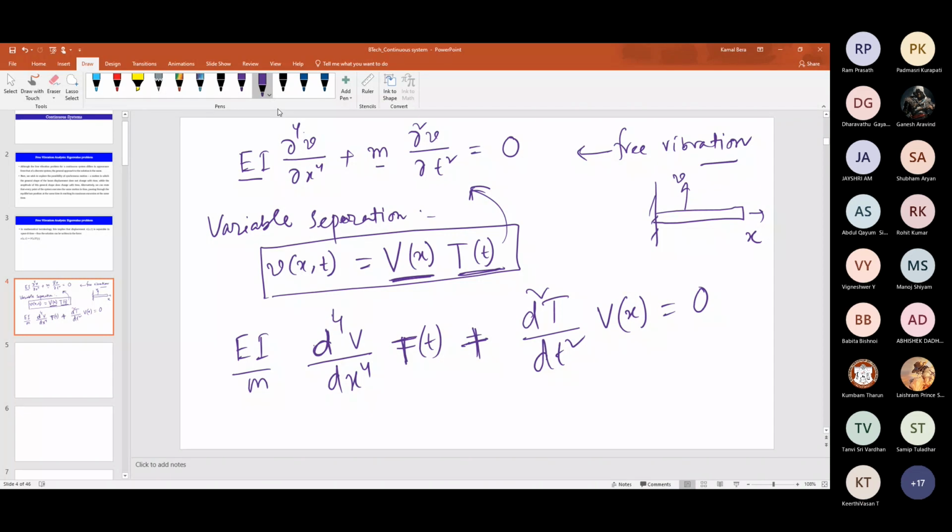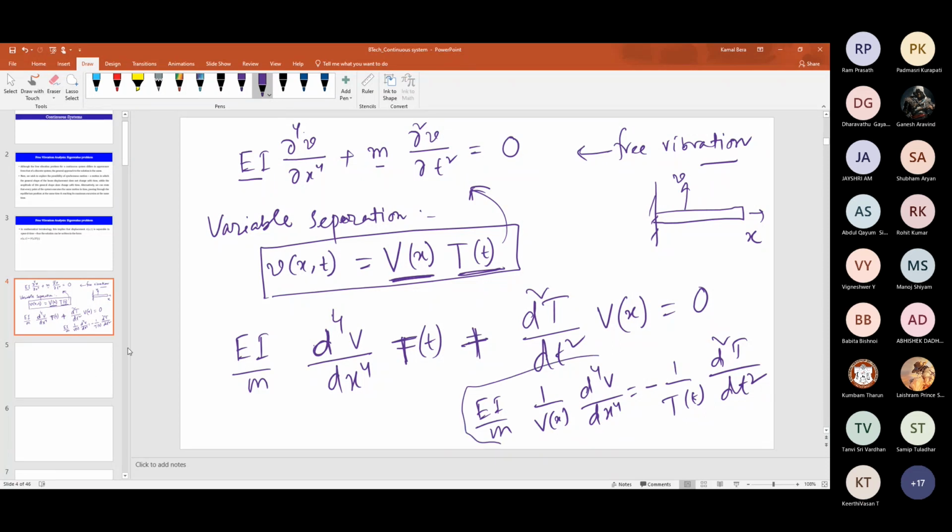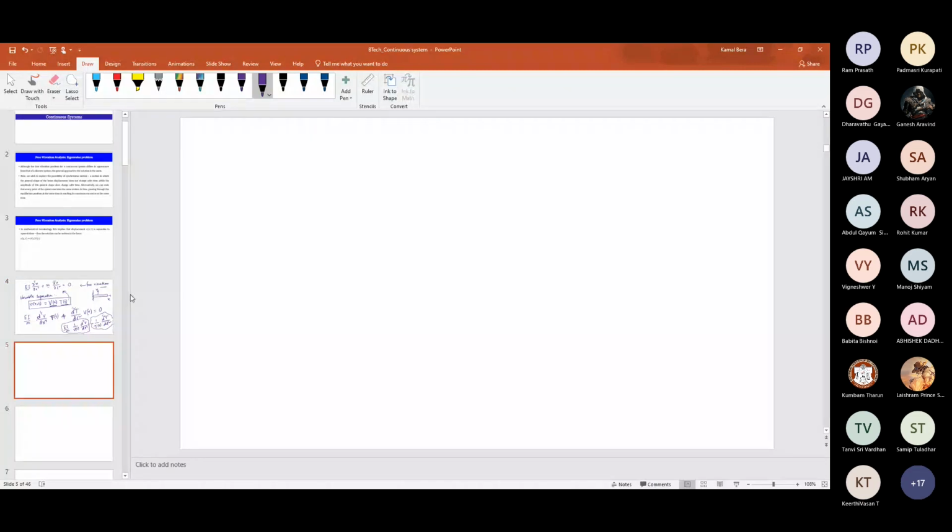Now I take all the space-dependent parameters to one side, that is V of x. So I write 1 by V of x d4 V by dx4 equals minus, then 1 by T, d2 T by dt2. We did a similar thing for the multi-degree freedom system. You see the left hand side is only space dependent and the right side is time dependent, so they can only be equal if they are equal to some constant, like you do for the multi-degree freedom system.